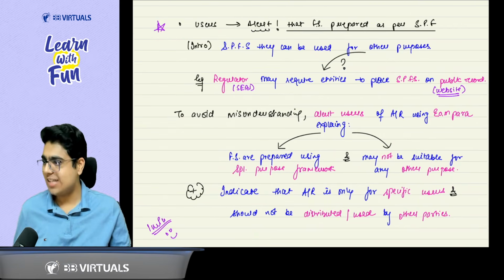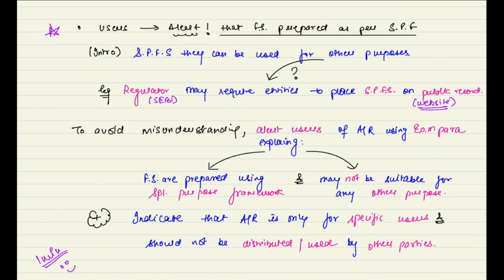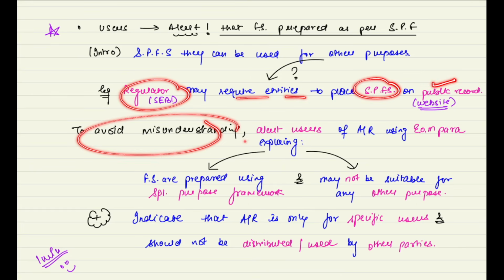Yes, sir. So last quick revision of this topic, then I will take it from the book. Users need to be alert that financial statements are prepared as per special purpose framework. Why, sir? Why do they need to be alert? Because these financial statements are available in open. Special purpose financial statement can be used for other purpose. Example, the regulator requires the entities to place them on public record. So to avoid any misunderstanding, alert the users.